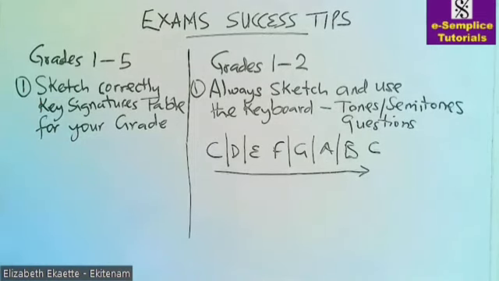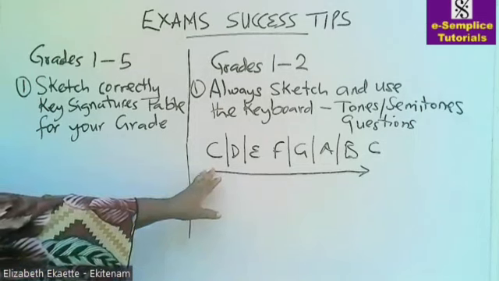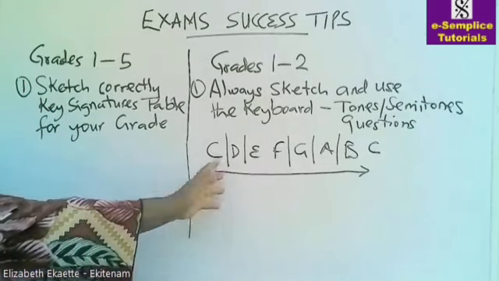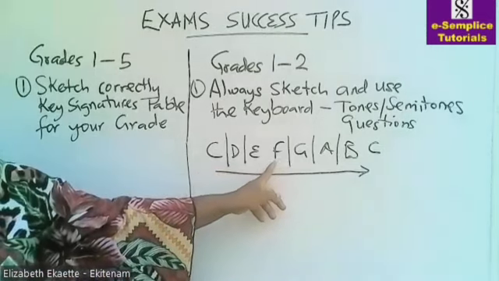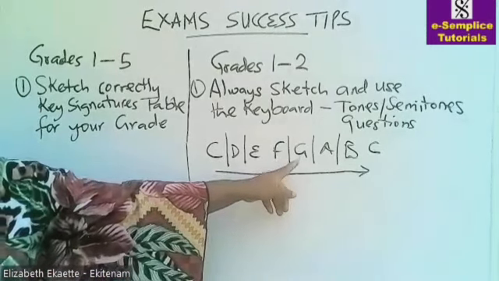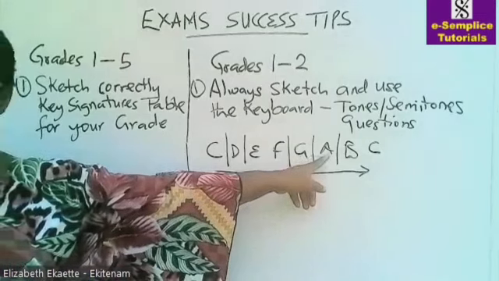So don't attempt to answer any question. If you are presented with 2 pairs of notes or 3 pairs of notes and you are asked to maybe circle the lower note or the higher note, please sketch the keyboard so you'll be able to see it clearly. For an example, F sharp is higher than F and G is lower than A.